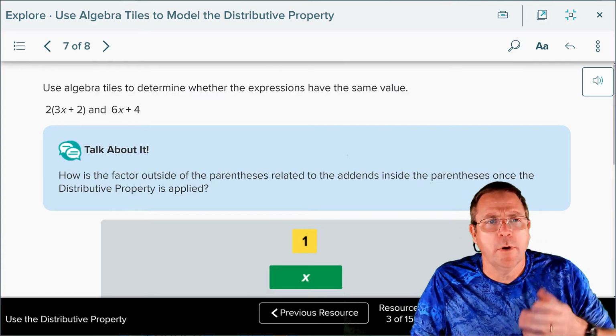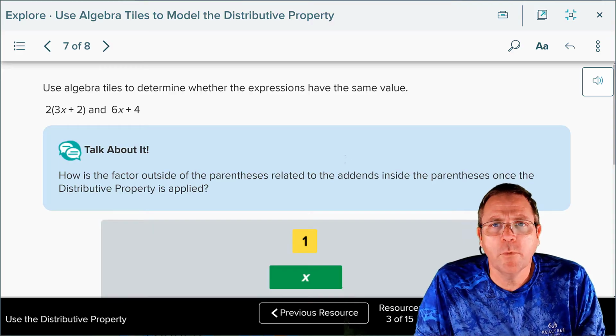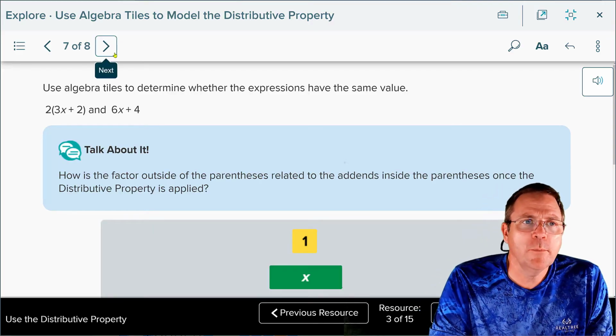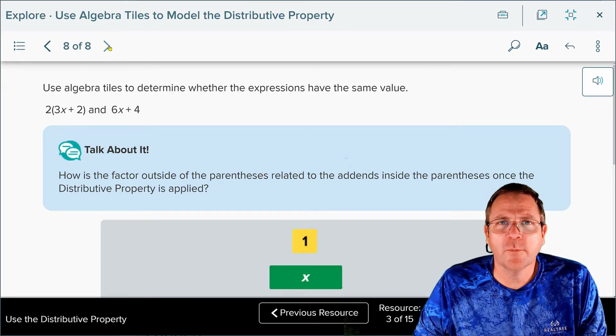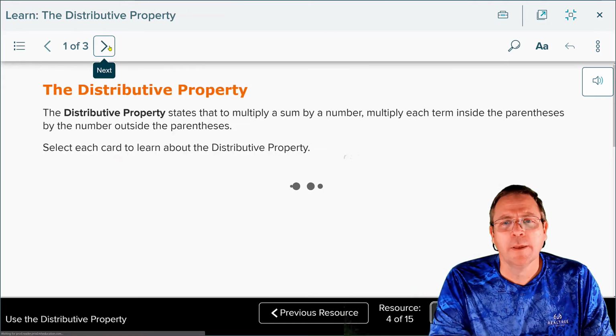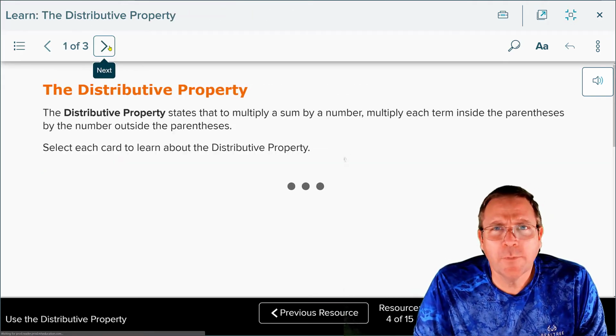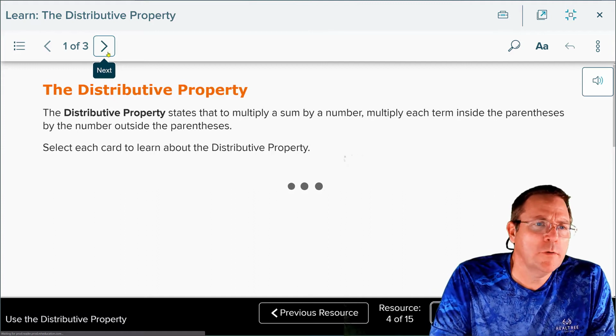And we could keep going with this problem, but I think we've pretty well beat this horse enough. So let's move on and see what else the textbook has in store for us. And with that, it's time to learn the distributive property. You can see they've defined it.